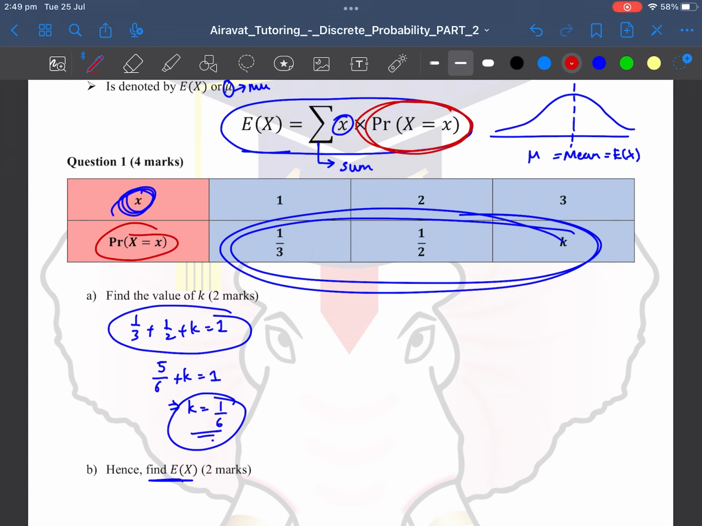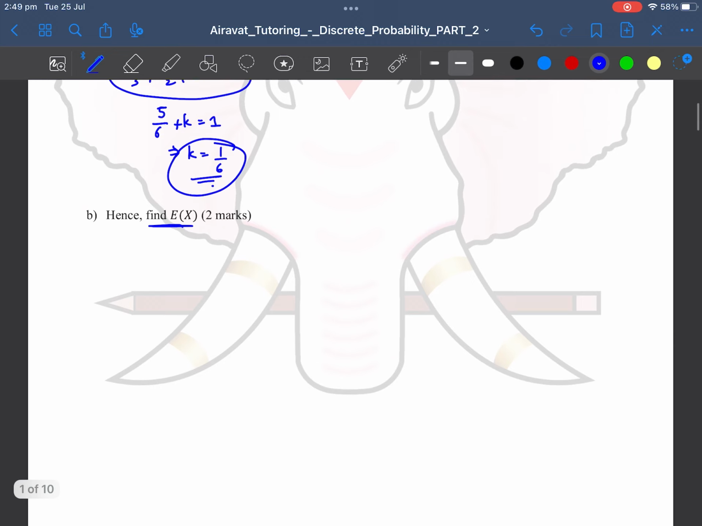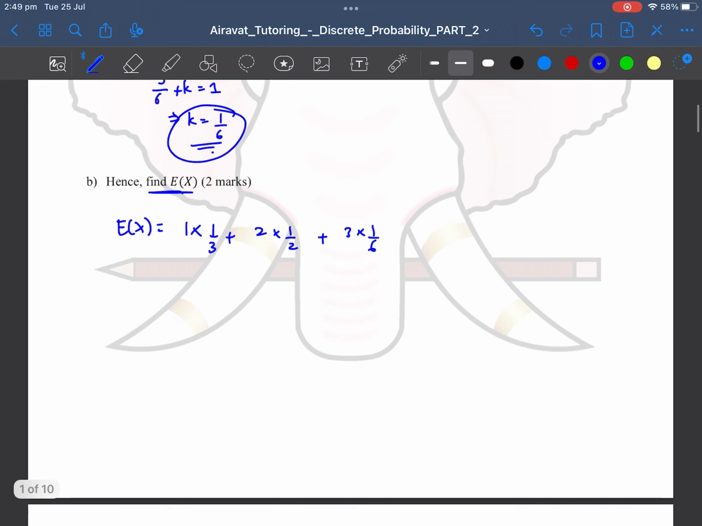So how to calculate mean? The basic gist of it is we multiply 1 by 1/3 plus 2 times 1/2 plus 3 times k, which is 1/6, and so on and so forth. So E(X) is going to be 1 times 1/3 plus 2 times 1/2 plus 3 times 1/6. After simplifying all that, you'll get an answer of 11/6.